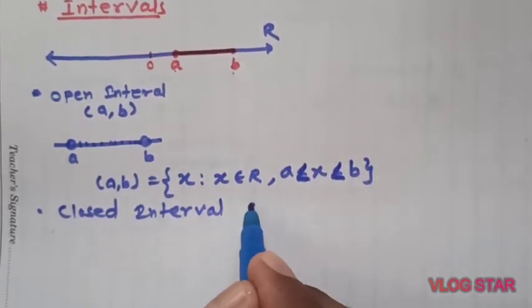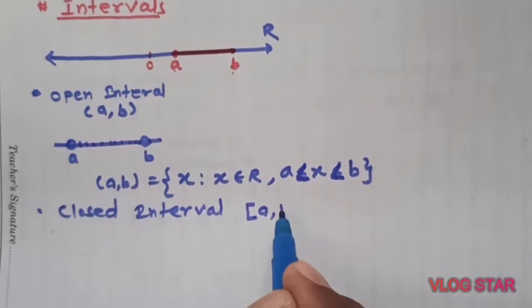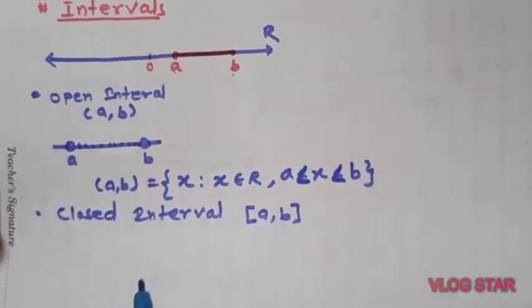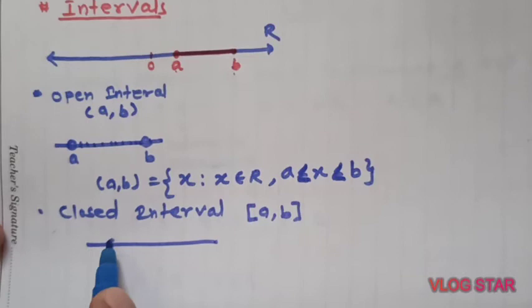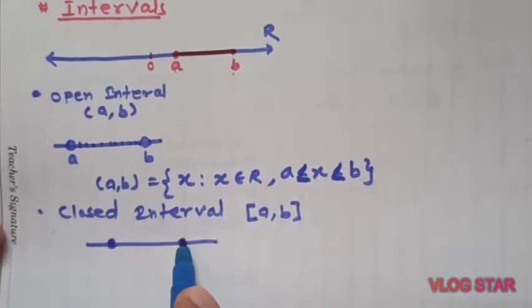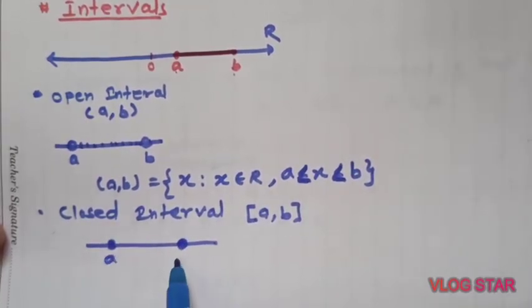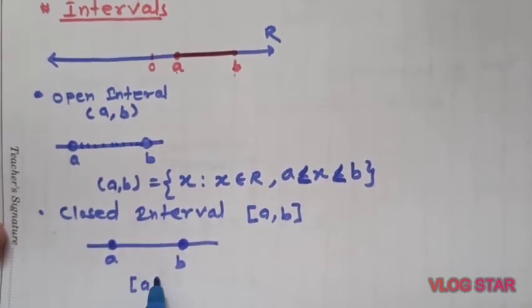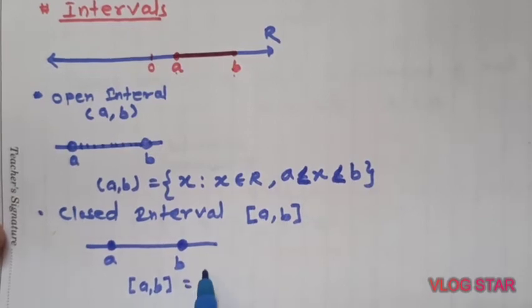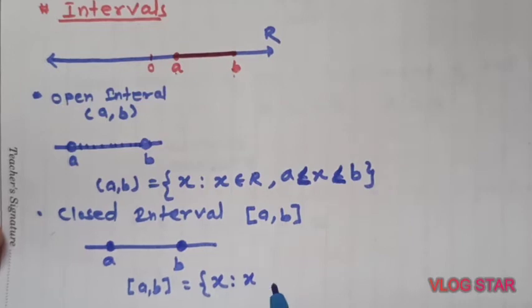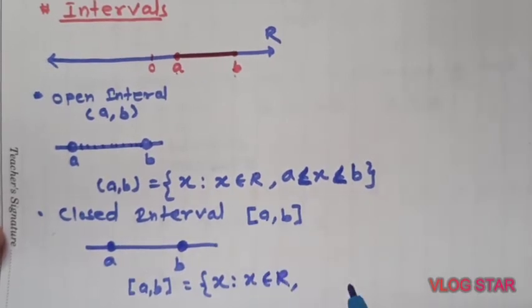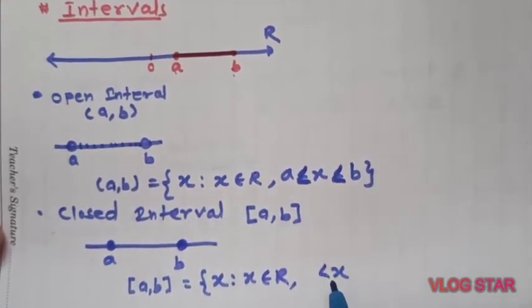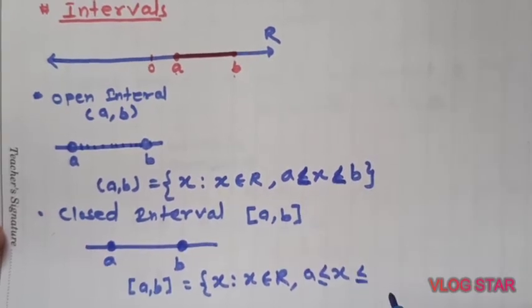The closed interval is denoted by square brackets. What does it mean? A and B are also part of the interval, so this is a dark dot. Look at here, same thing, the set of all x, where x is a real number, and x is greater than or equal to A and less than or equal to B.